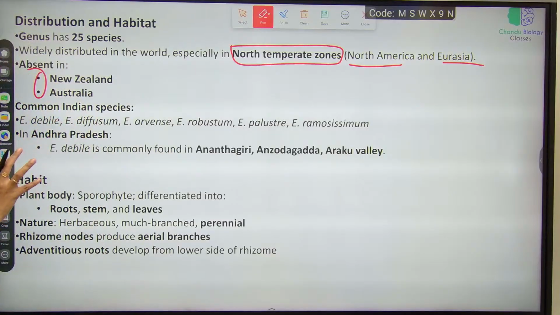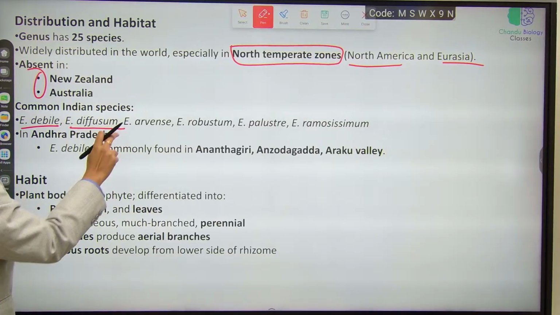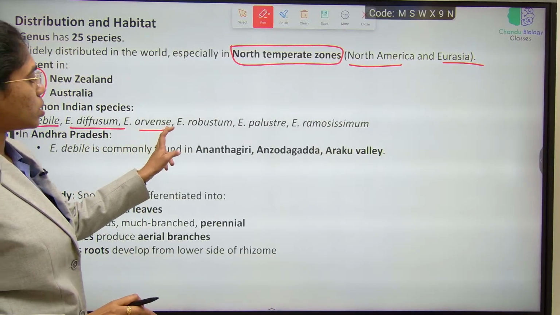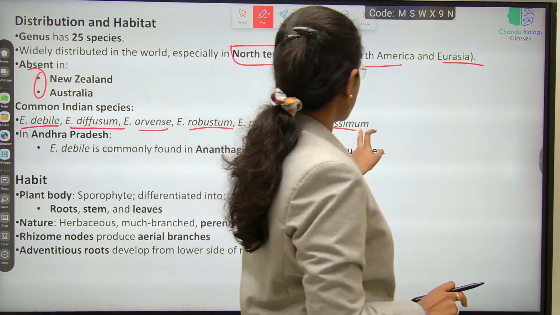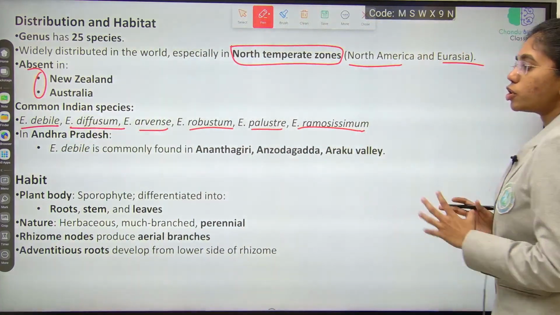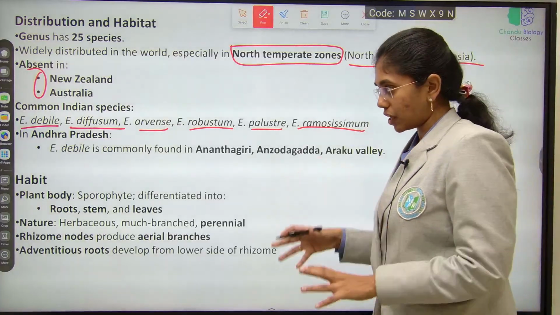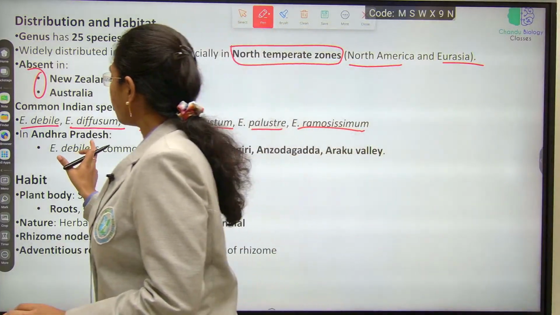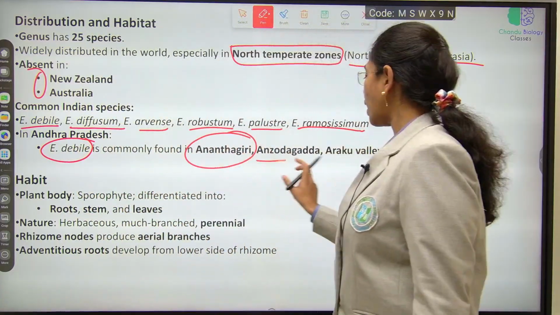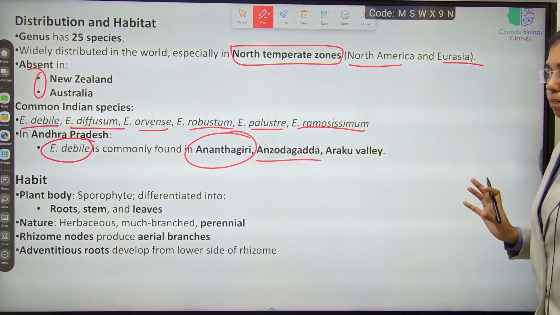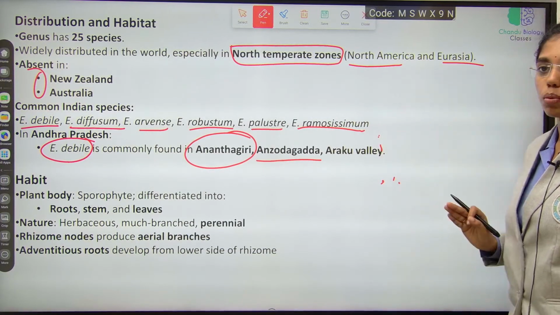The most common Indian species of Equisetum include Equisetum debile, Equisetum diffusum, Equisetum arvense, robustum, palustre and ramosissimum. These are different species of Equisetum. In Andhra Pradesh, Equisetum debile is most commonly found in Anantagiri, Araku Valley and nearby areas. Fine, right? So this is the habitat description of Equisetum.